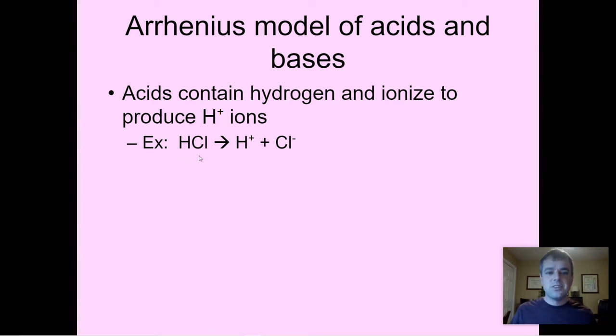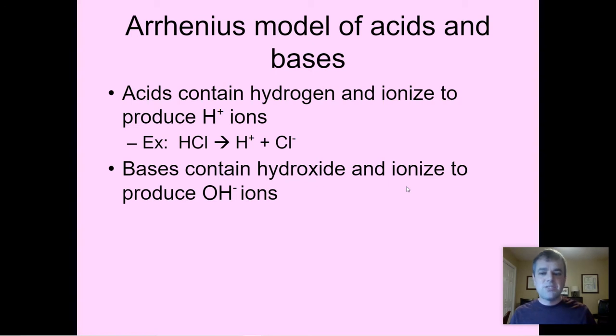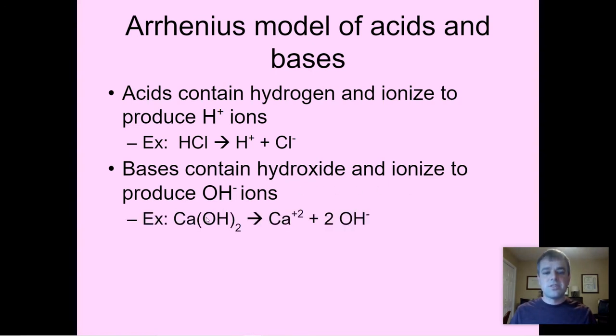As HCl, you put it in water, it makes H pluses and Cl minuses. Bases contain hydroxide, they ionize to produce hydroxide ions, such as calcium hydroxide breaks apart into calcium ions and two hydroxide ions. So, under this model, acids have to have hydrogen ions in them, and acids start with hydrogen, and bases end with hydroxide. They end in OH minus. So that's the Arrhenius model. It's the most restrictive view.